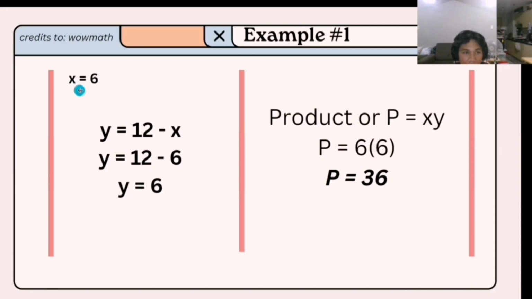Para makuha si y, gagamitin ulit natin yung equation kanina, which is y equals 12 minus x. Since nakuha na natin yung value ng x, papalitan natin siya dito. So, mangyayari is y equals 12 minus 6. And ang sagot dun is y equals 6.